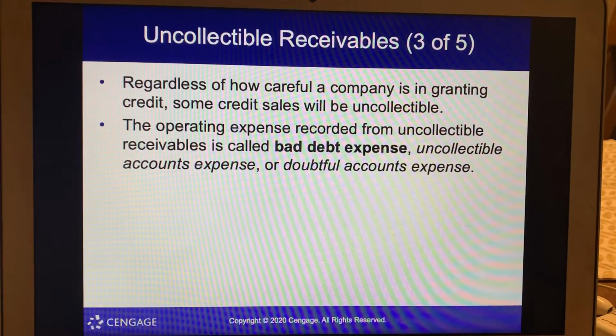Regardless of how careful a company is in granting credit, some credit sales are uncollectible. The operating expense recorded from uncollectible receivables is called bad debt expense, uncollectible account expense, or doubtful account expense. So those are three ways to look at it.